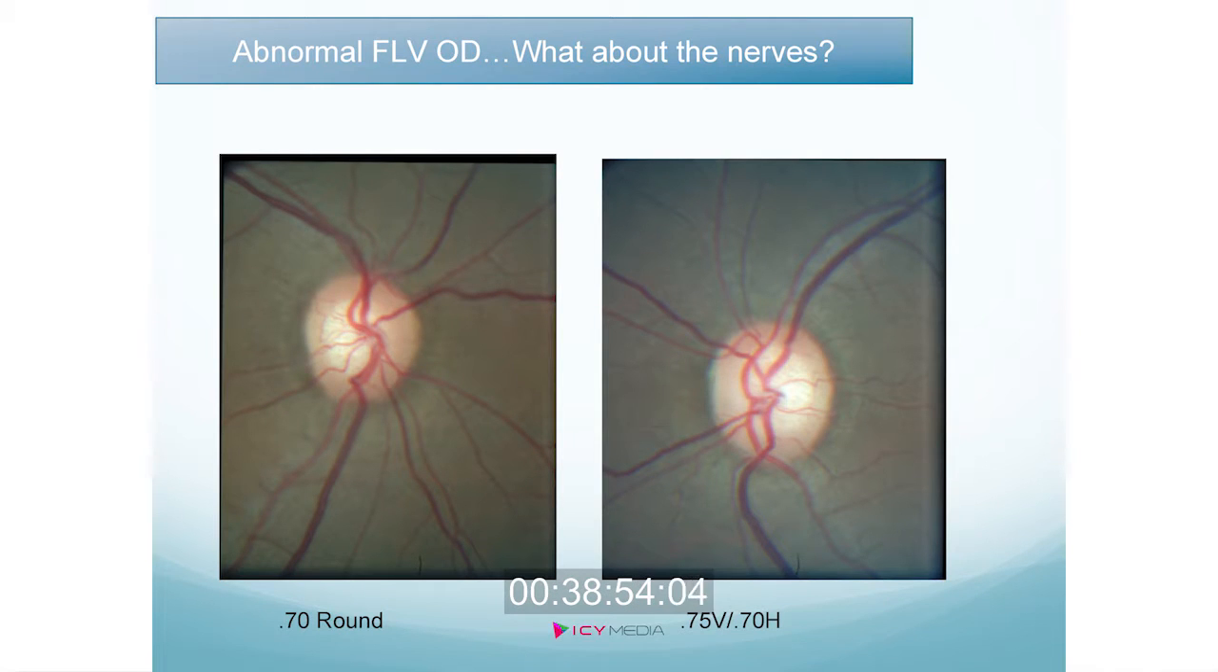So then you look at the nerves and you say, gee, the nerves definitely look large, right? The cupping looks large. Are they glaucomatous? Hard to say, but we do know that the FLV is red in that right eye, and we have it stuck in our head now that there's a 41% chance of conversion.